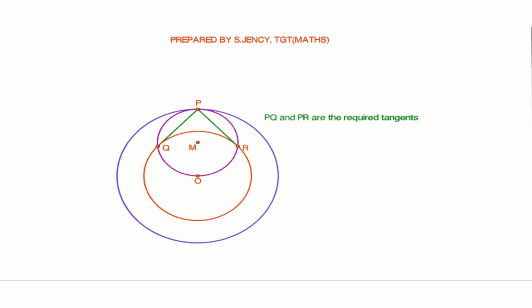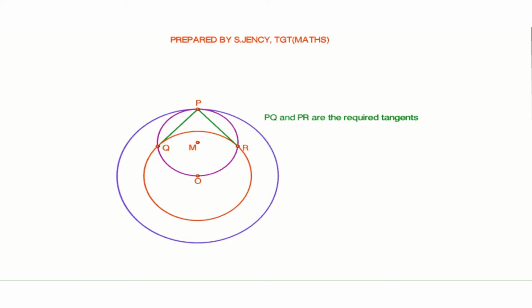So next, our second question. Construct a tangent to a circle of radius 4 centimeter from a point on the concentric circle of radius 6 centimeter and measure its length. Also verify the measurement by actual calculation.